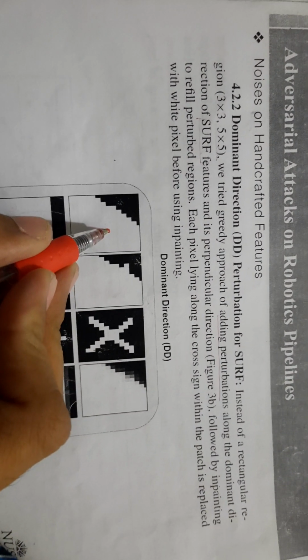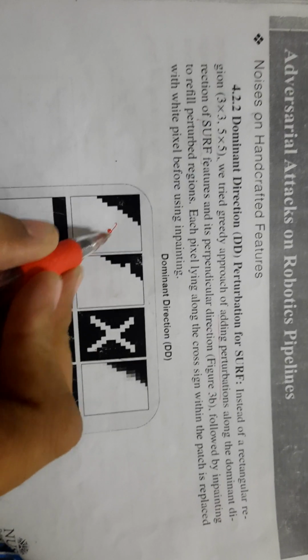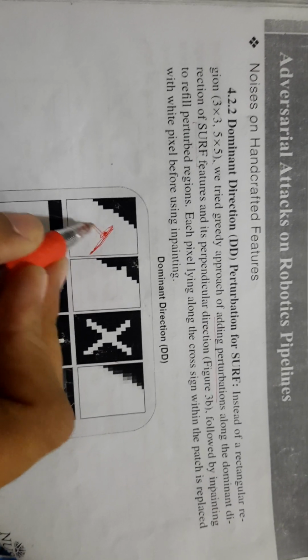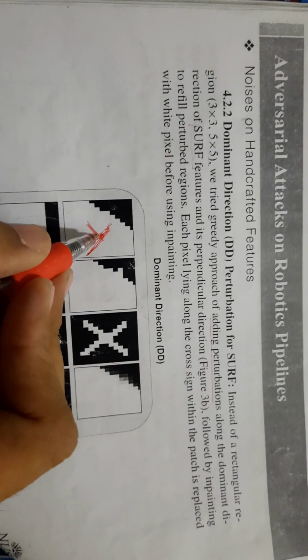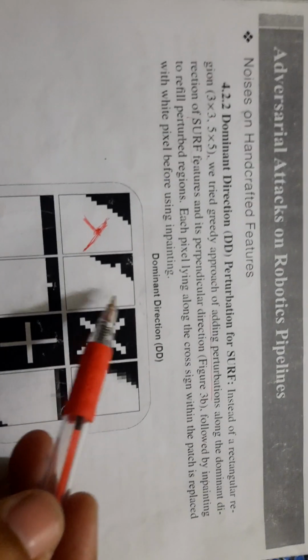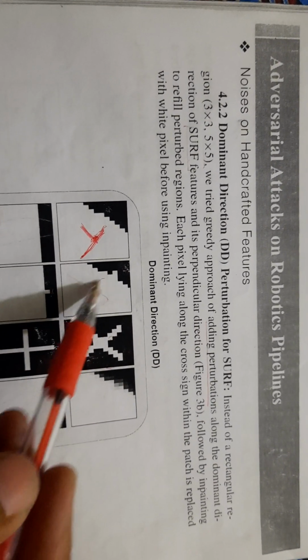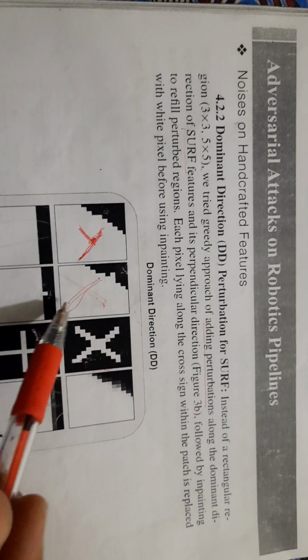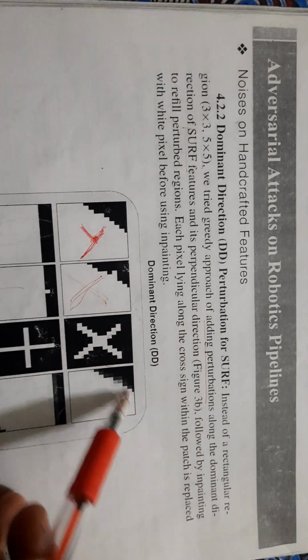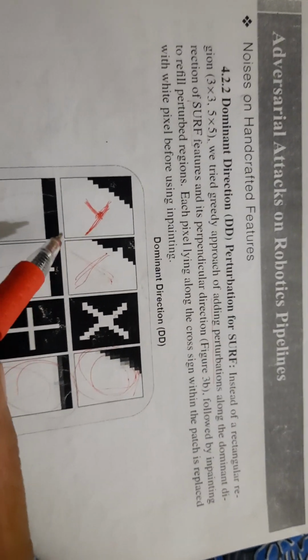For example, they added perturbation along the direction of the SURF, and perpendicular to the direction of the SURF, and it looked like this, something like this. The noise was added in a cross, and then the same inpainting mask was applied, and this is how the final output looked like. So this is pretty much the same type, but they are not using the kernel for it. So again, the goal was to remove the feature from here, and it is removed.